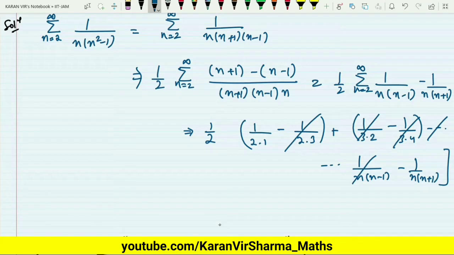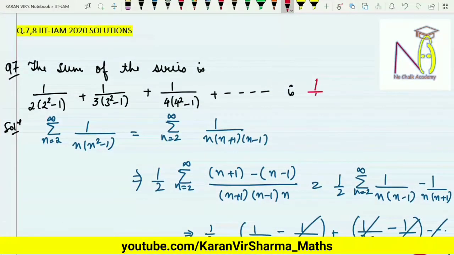Now when you take n tends to infinity, the last term will go to 0. So you are left with what? 1 upon 2 into 1 upon 2. So this is nothing but 1 by 4. So the sum of this series is nothing but 1 by 4.